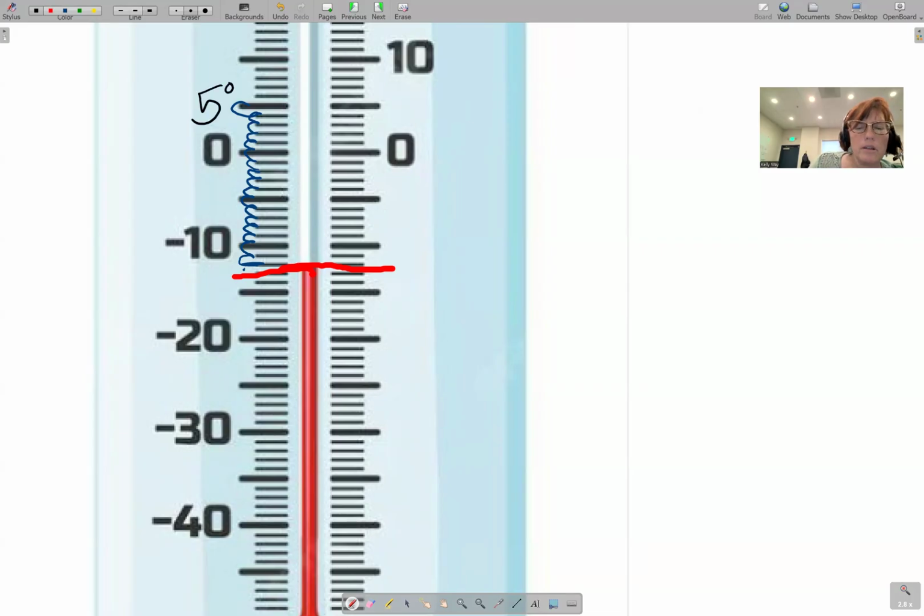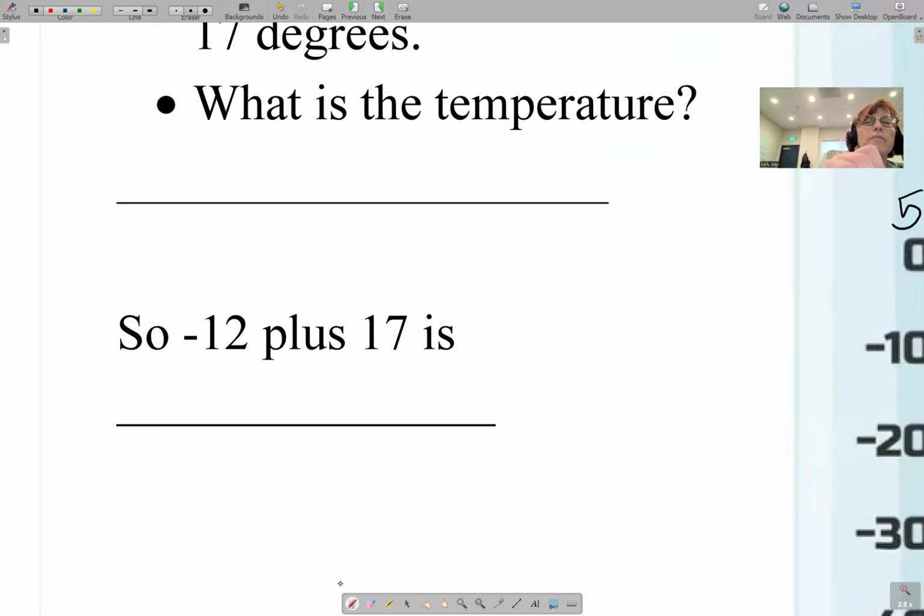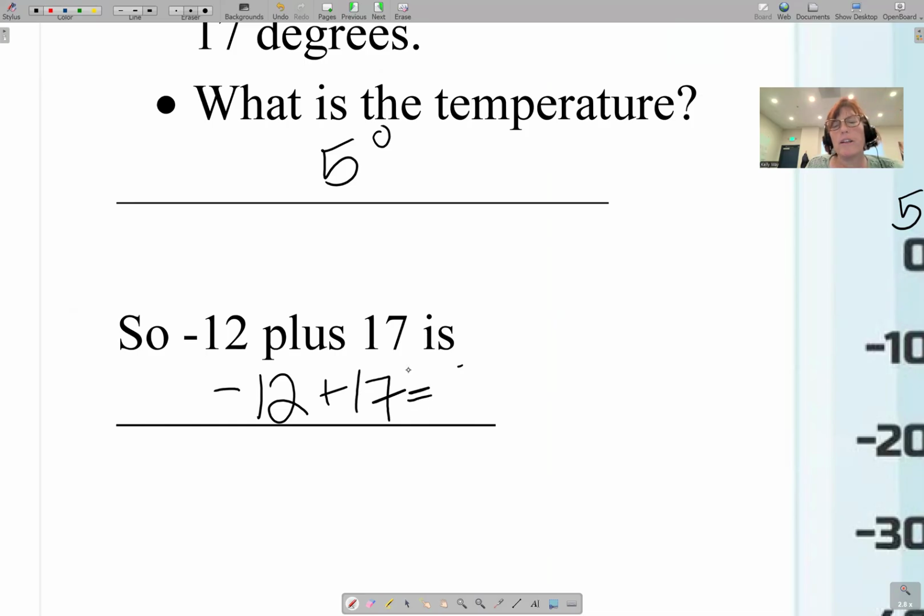Now, why is that? Because to get from negative 12 to 0, there's 12 units. And from 0 to 5, there's 5 units, which gives us a total of 17 bunny hops. So the temperature is going to be 5 degrees. That's negative 12 plus 17 is 5. So that's an example of using negative numbers, adding or subtracting in temperature.